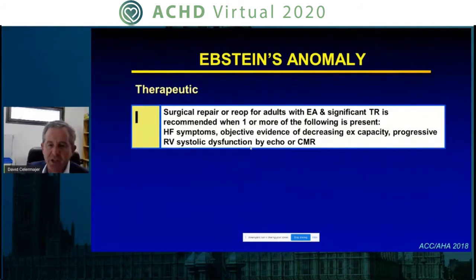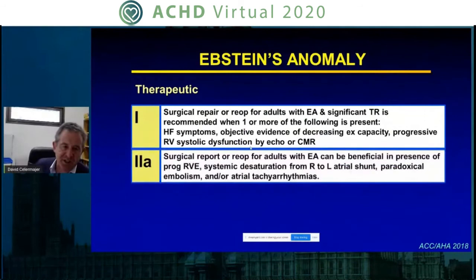So sometimes with progressive TR, the RV can look the same, but in fact, RV systolic function or capacity is not as good because the TR has worsened. Now, there's a 2A recommendation that surgical repair, forgive the typo there, or reoperation for adults with EA, can be beneficial in the presence of other indications beyond heart failure symptoms, decreasing exercise capacity, or progressive RV systolic dysfunction.